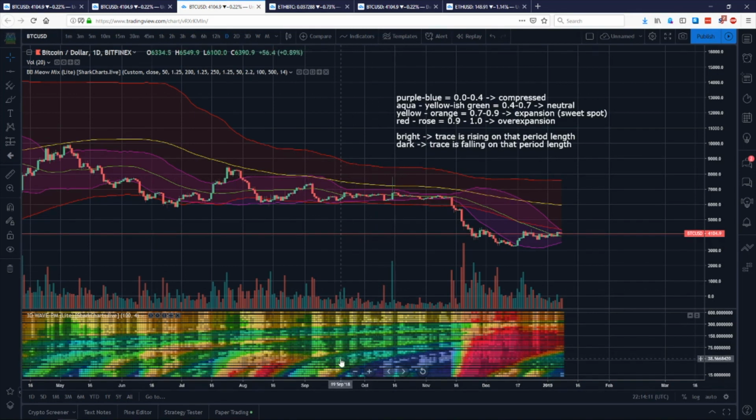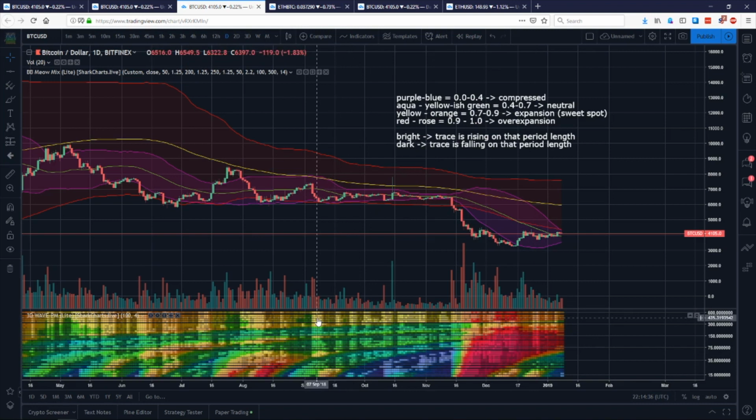Then there's a distinct color change to yellow, which will then mark your yellow to orange gradient for the expanding sweet spot. And then the overexpansion red starts as kind of a brighter orangish red and turns into a rose at the highest readings.